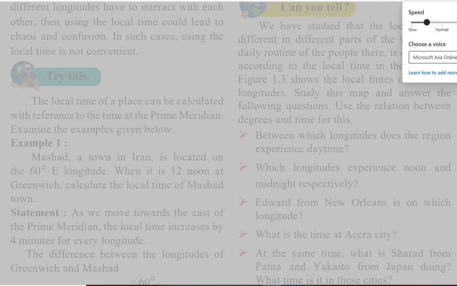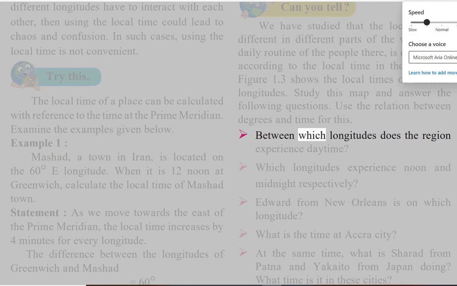Can you tell? We have studied that the local time is different in different parts of the world. The daily routine of the people there is determined according to the local time in those places. Figure 1.3 shows the local times of different longitudes. Study this map and answer the following questions. Use the relation between degrees and time for this.